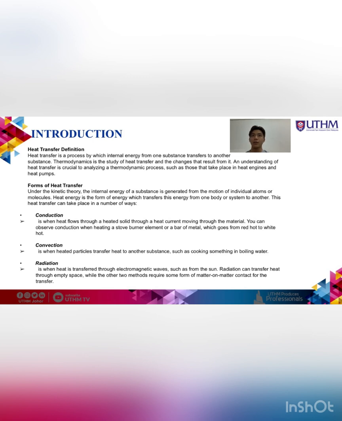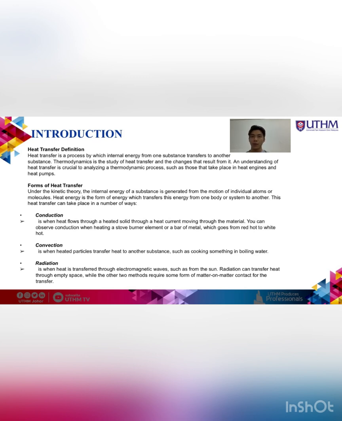Firstly, conduction is when heat flows through a heated solid, with heated current moving through the material. You can observe conduction when heating a stove burner element or a bar of metal, which goes from red hot to white hot. The second one is convection, when heated particles transfer heat to another substance, such as cooking something in boiling water. And the last one is radiation, when heat is transferred through electromagnetic waves, such as from the sun. Radiation can transfer heat through empty space, while the other two methods require some contact for the transfer.